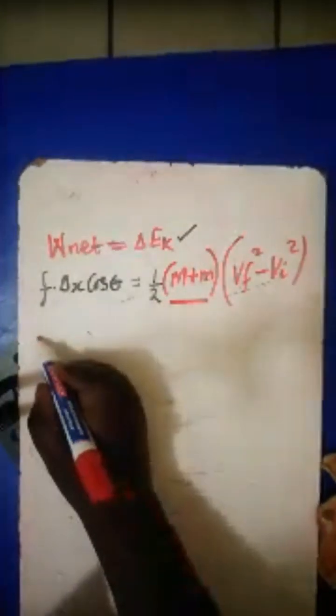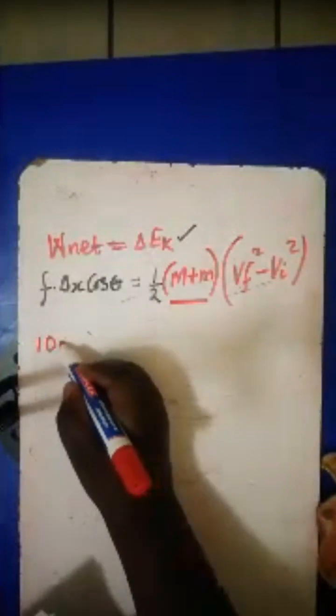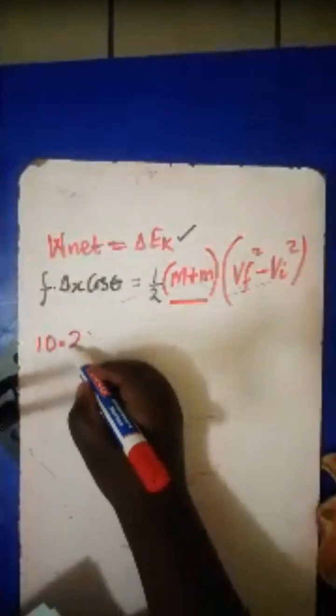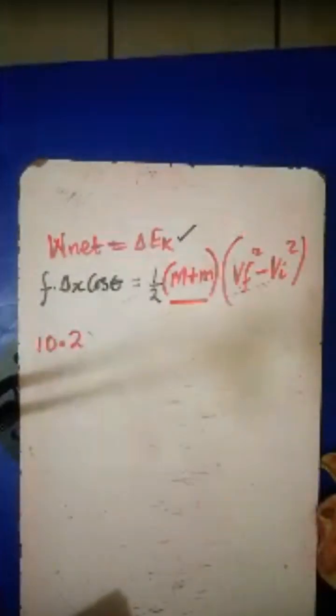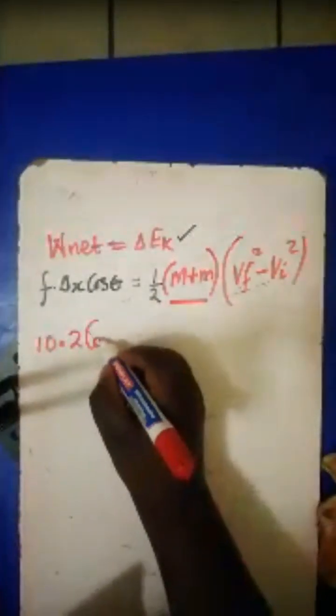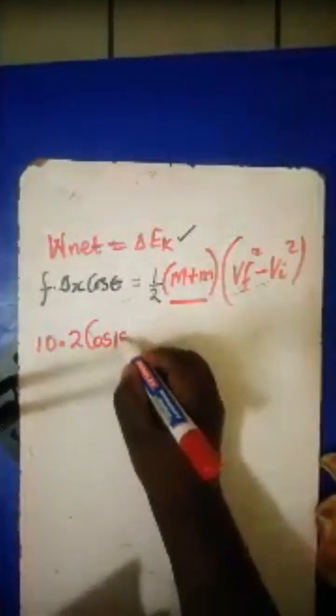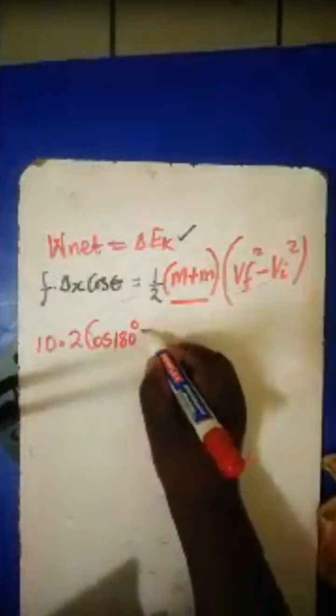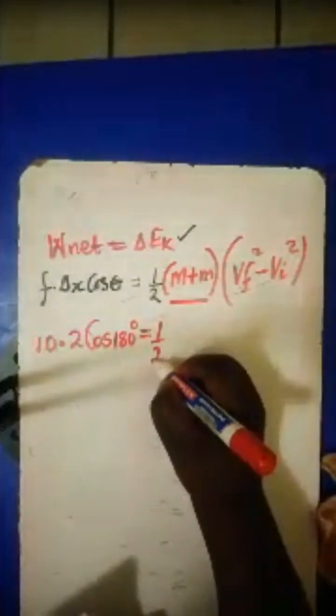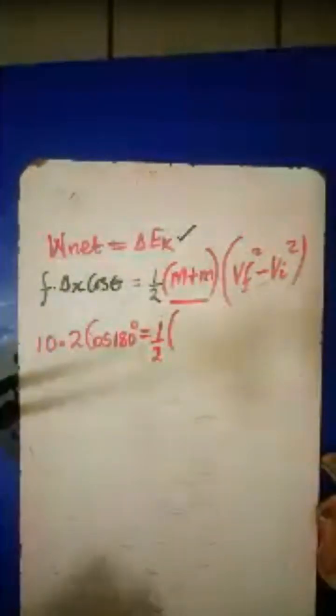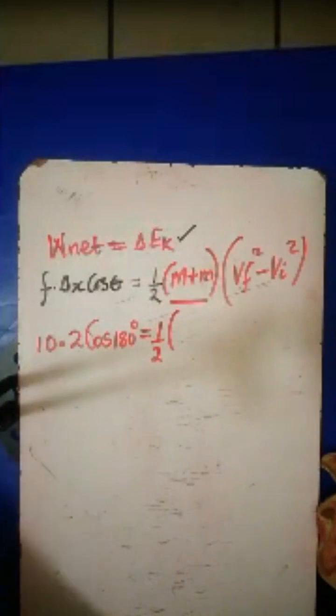So we are told the friction is 10. Delta X distance covered was 2. Friction we don't negotiate, it's always cos 180 degrees, 1 over 2. What was the total mass? Remember, in physics, mass must be in kgs. So you're told that the bullet has got 20 grams, so you're supposed to convert the grams to kgs.